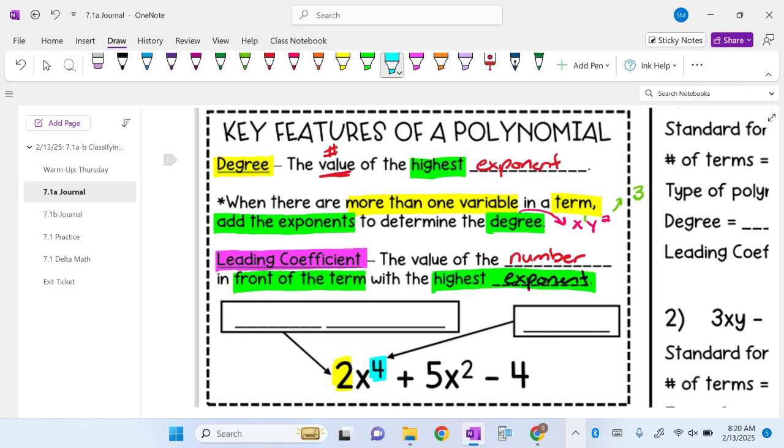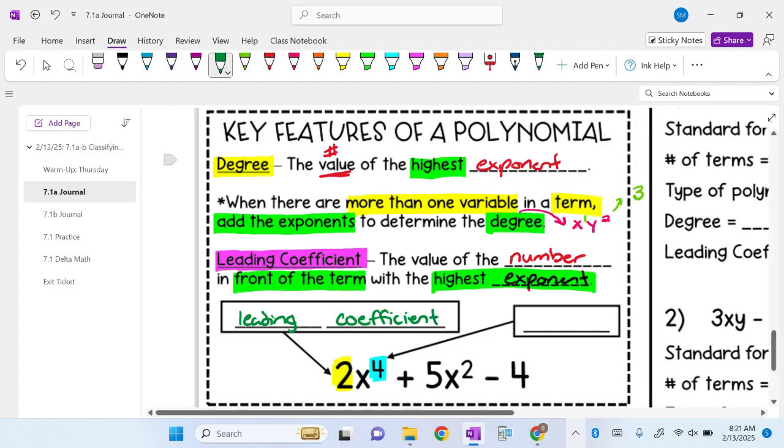What would the yellow highlight be called, that 2? What do you think that is? The leading coefficient. So if I asked you to tell me the leading coefficient, it would be 2. What about the blue highlights? Is that 4? That's the degree, because that's the highest exponent. So if I asked you to state the degree of that polynomial, you would state that it has a degree of 4, or a 4th degree polynomial, however you want to state it.